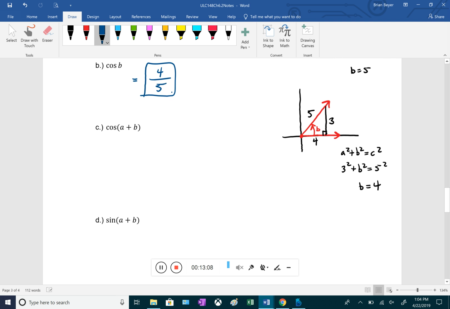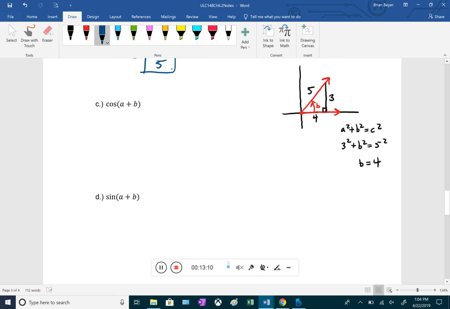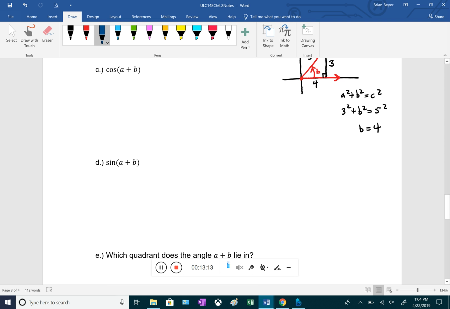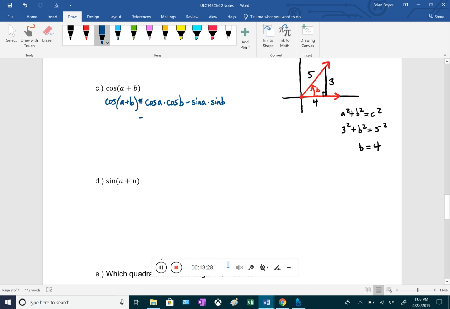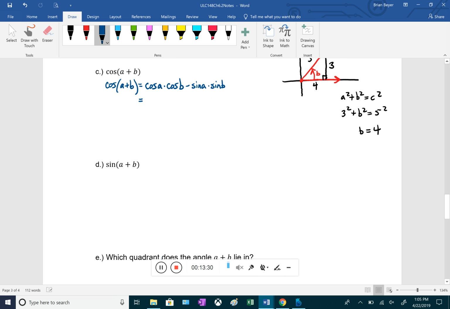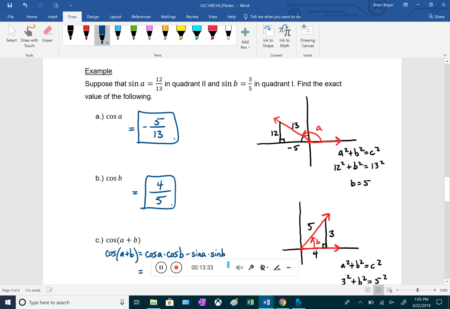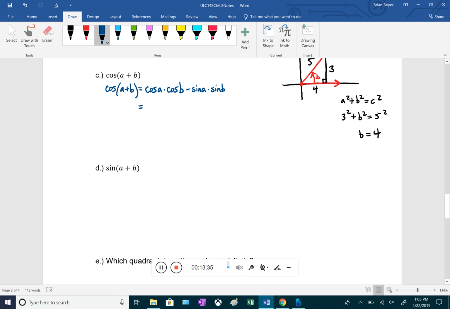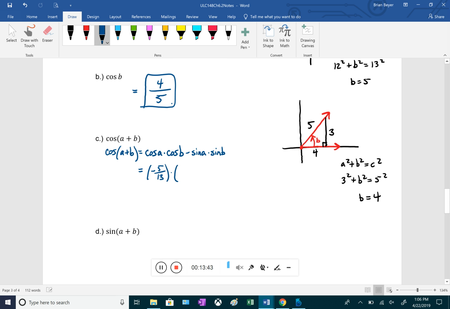But now for these ones down here, we have to do a little bit more work. We have cosine of A plus B. So cosine of A plus B, I'm going to write the formula down. It's cosine A cosine B minus sine A times sine B. So cosine of A we actually already found. Cosine of A was negative 5 over 13. So negative 5 over 13 times cosine of B. Cosine of B we already found also. That was 4 over 5.